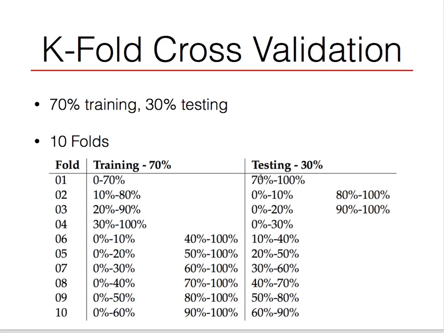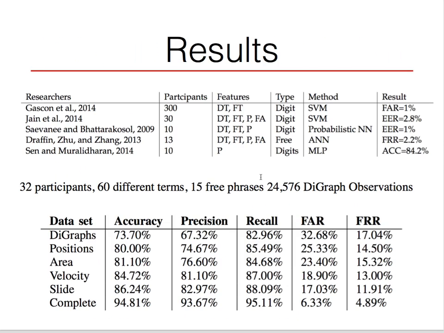Then what we did, we underwent a k-fold cross-validation technique where we used 70% for training, 30% for testing, and 10 folds, thus ensuring that every single entry is used for training and testing.